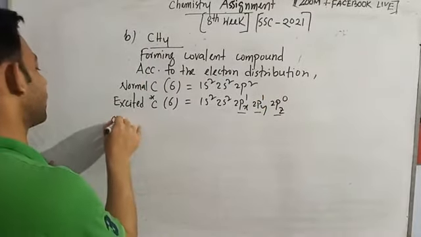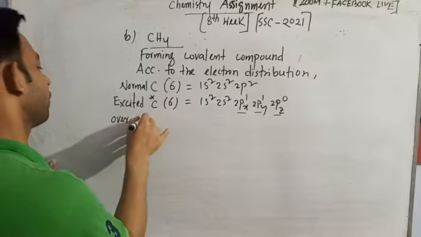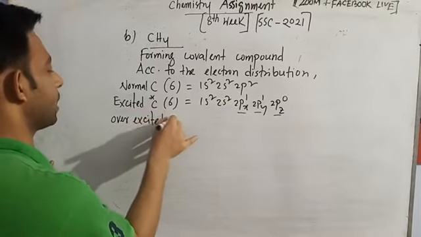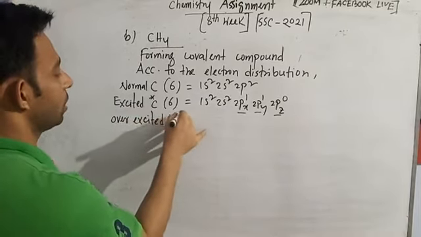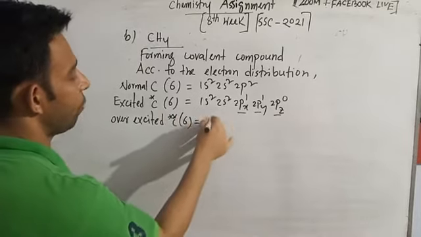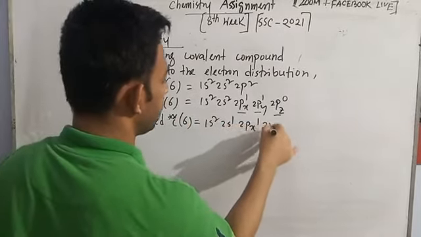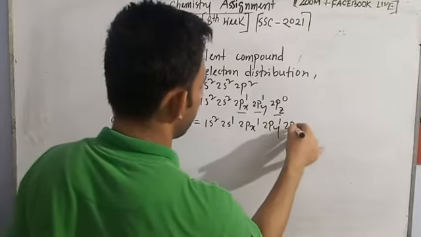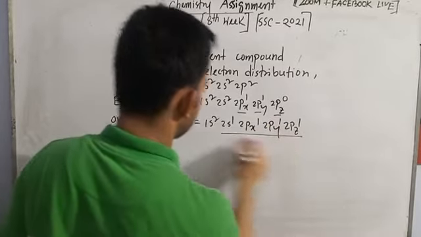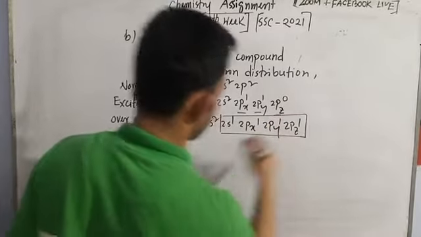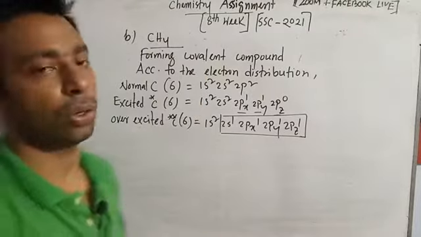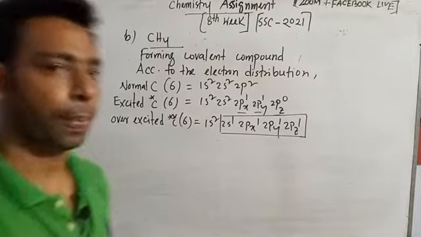But in the excited state of carbon, with the same 6 electrons: 1s2, 2s1, 2px1, 2py1, 2pz1. This is the second shell. All the electrons are single. Now carbon is able to make the bonding with hydrogen.